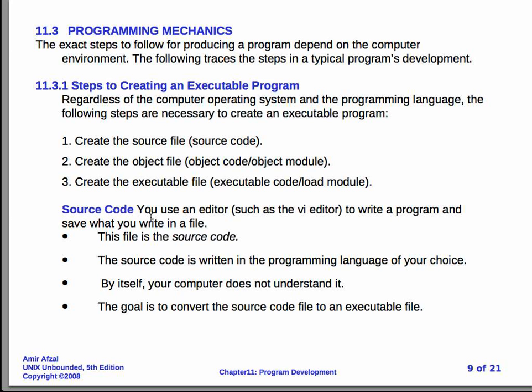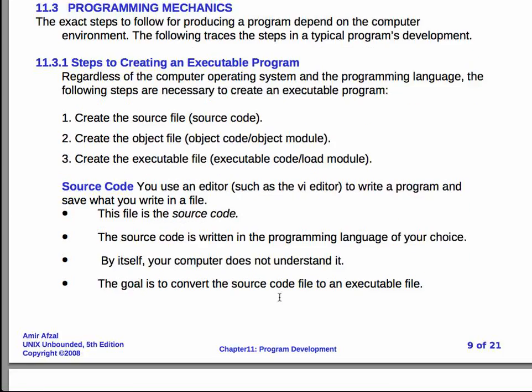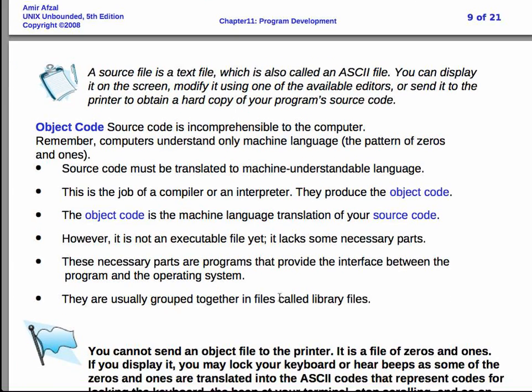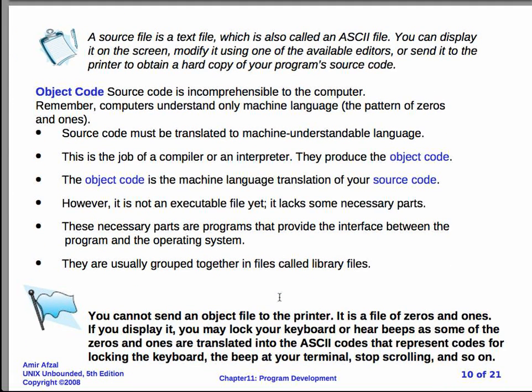Okay, so for the source code, you use an editor such as VI, which is what we will use in this course, to write a program and save what you write in a file. This file that you create using VI is the source code, usually something like xyz.c, or if it's a shell program, you don't have to have a file name extension. Source code is written in the programming language of your choice. You can even write Java programs. By itself, your computer cannot really understand it. The goal is to convert the source code to machine language or an executable file, or use an interpreter to convert code into machine language.